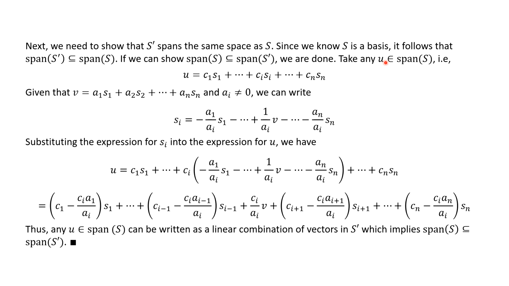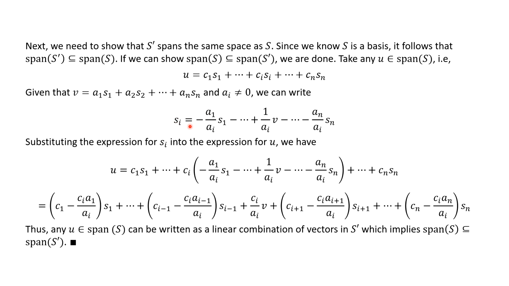So take any u in the span of S, then by definition we can write u as a linear combination of the vectors in S. Then we have from our theorem that v is a linear combination of the vectors in S, where a_i is not equal to 0. Then we can subtract all of these terms except for a_i S_i from v, and then divide both sides by a_i. And we get this here.